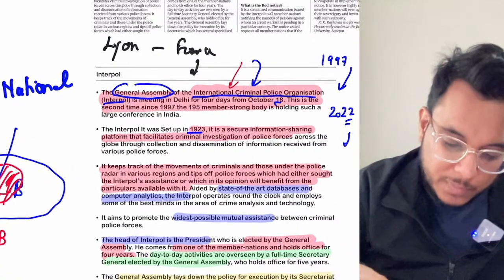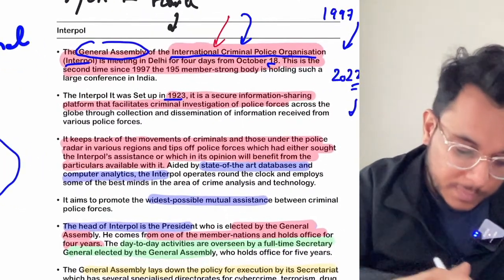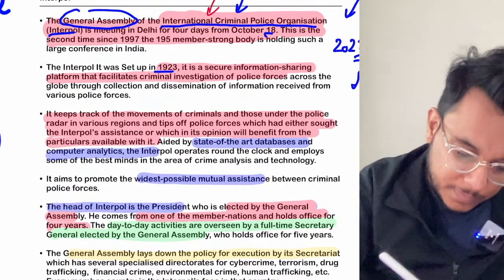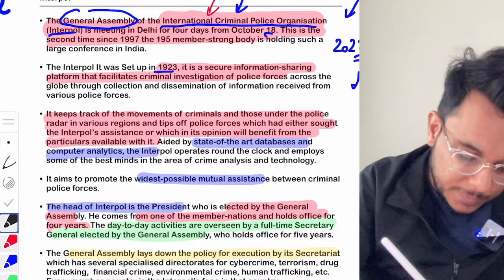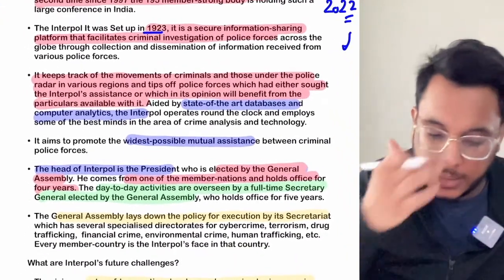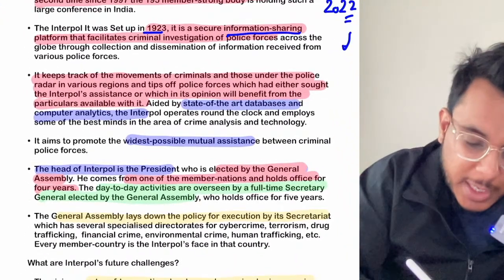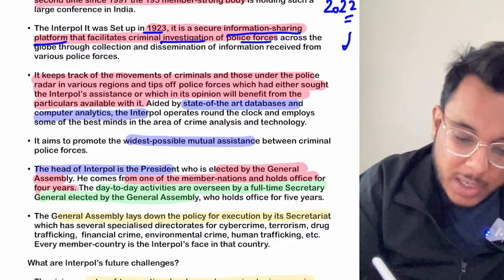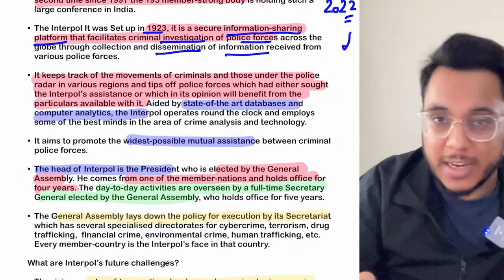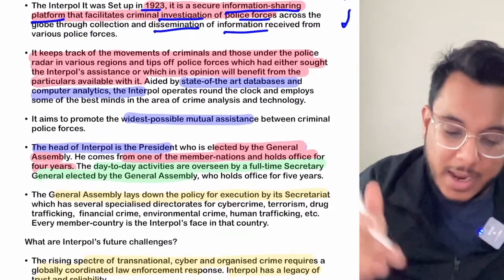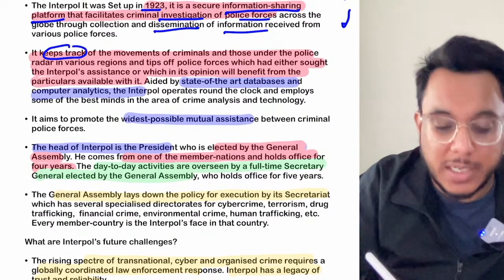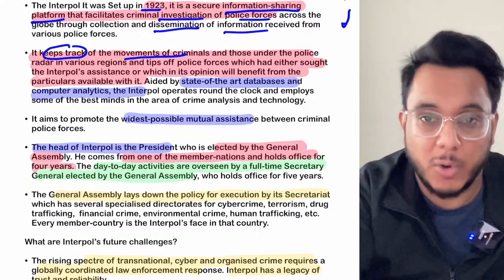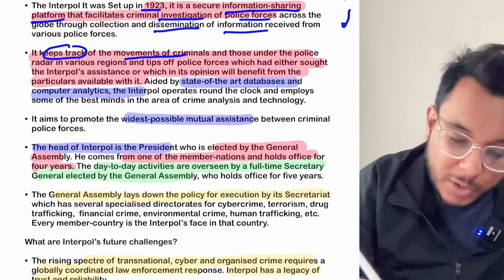Now, when we talk about Interpol, it is an information sharing platform which facilitates criminal investigation by police forces across the world. It disseminates and shares information between members. It also keeps track of the movements of criminals, where their last whereabouts were and all such things.